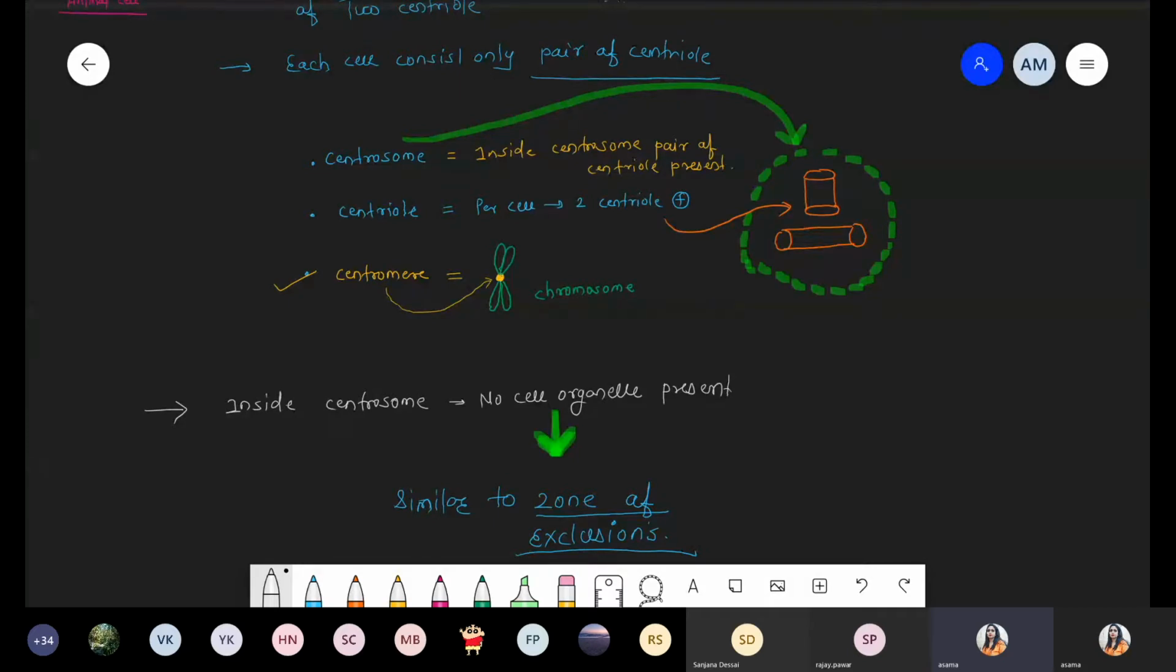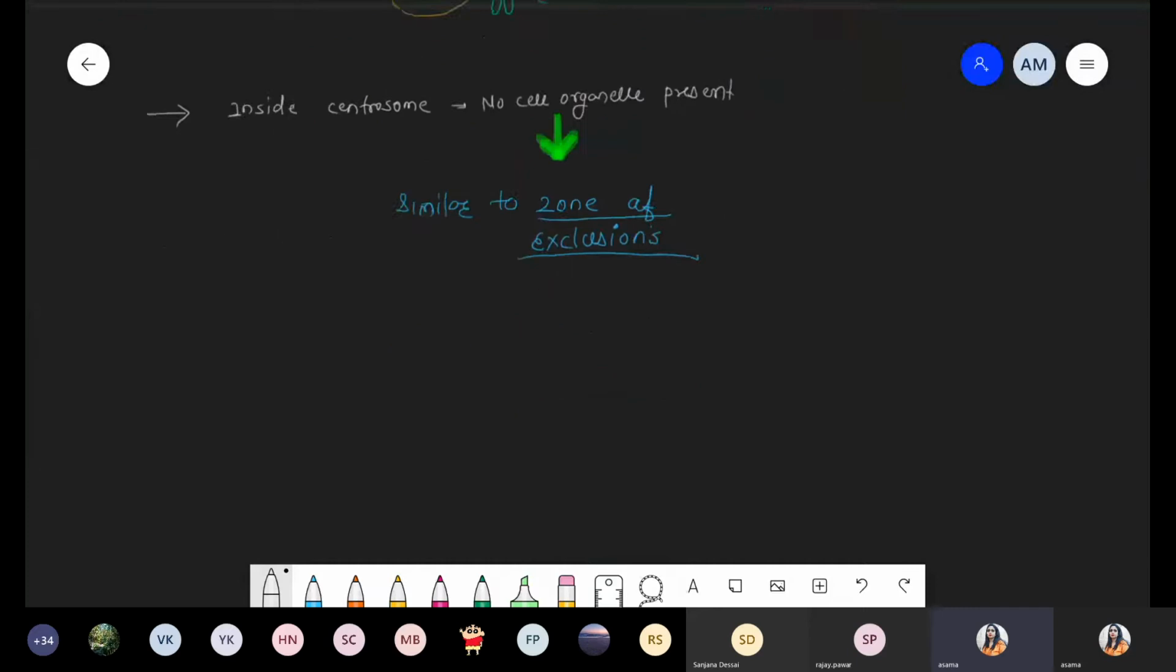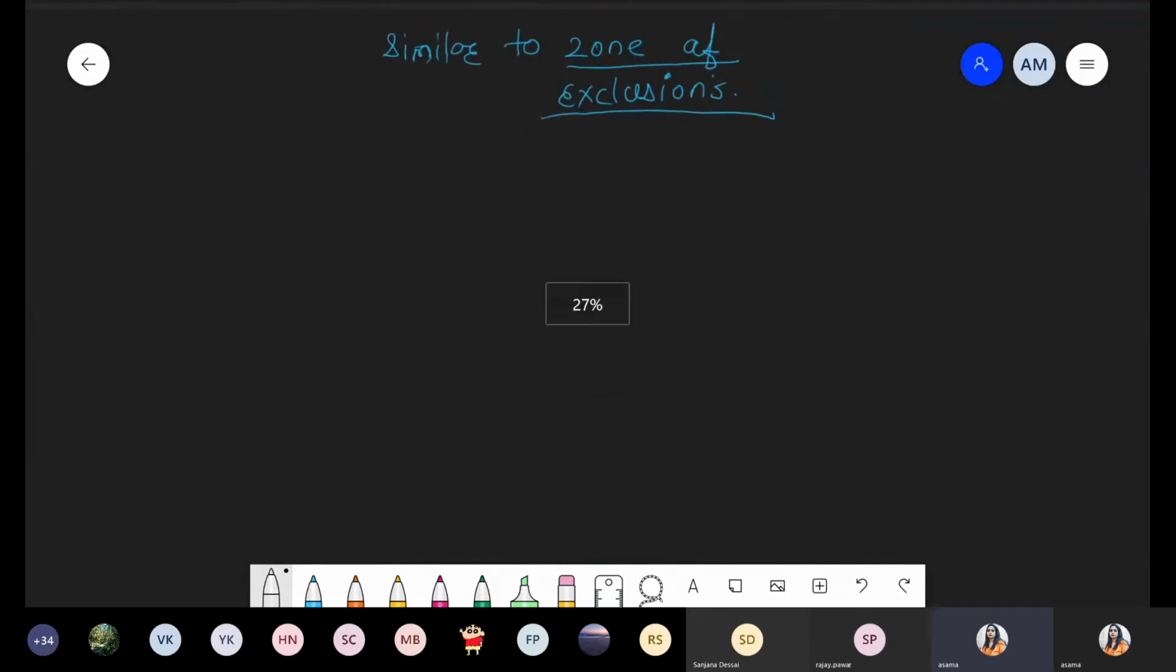The arrangement is two centrioles perpendicular to each other. Always present as a pair, and one pair of centrioles is present in each cell. Per cell only one pair is present, not more than that. Now the next point is the structure of a typical centriole.